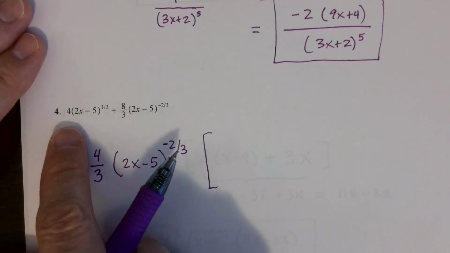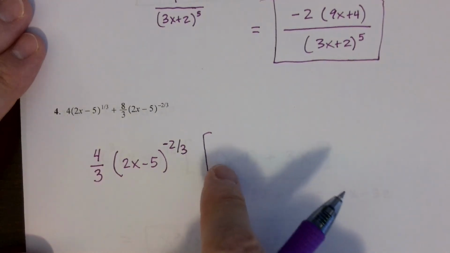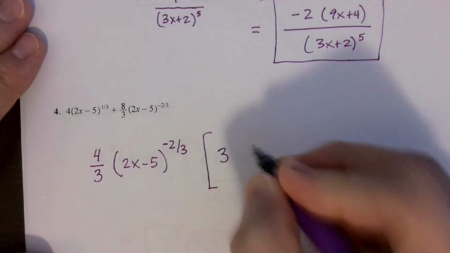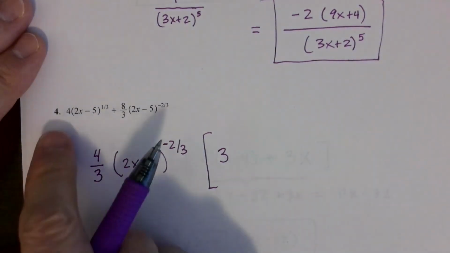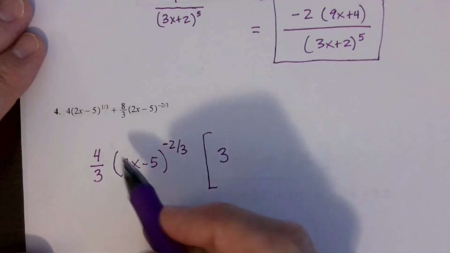Well, quite simply, what do I need to multiply 4/3 by? What number needs to be here? 4/3 times what is going to give me 4? And the answer is 3. Okay, you say, well, that's kind of dumb. Why'd you pull out a 4/3? You're going to see why in a minute.